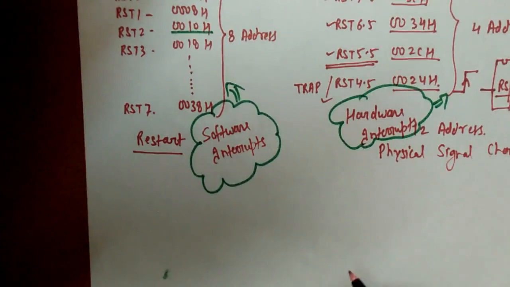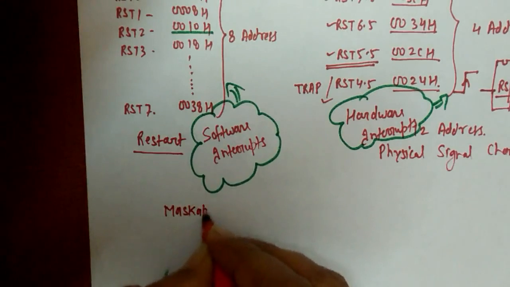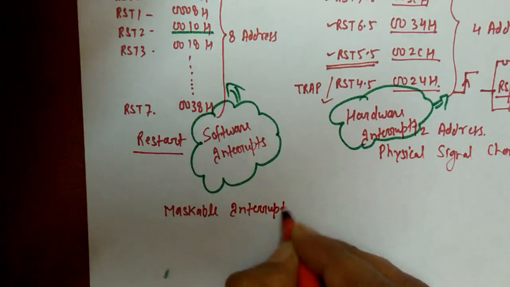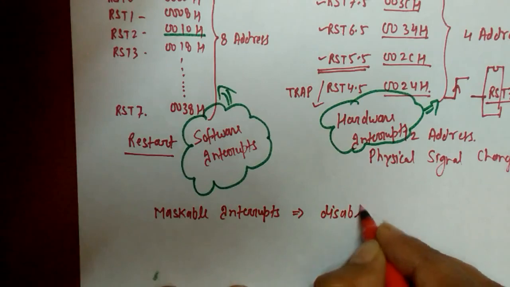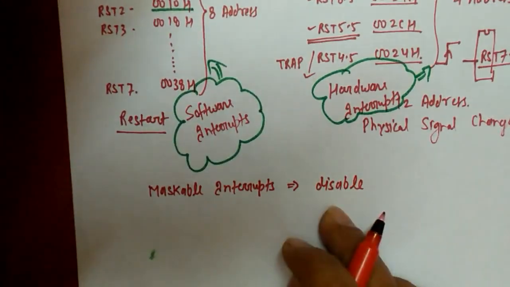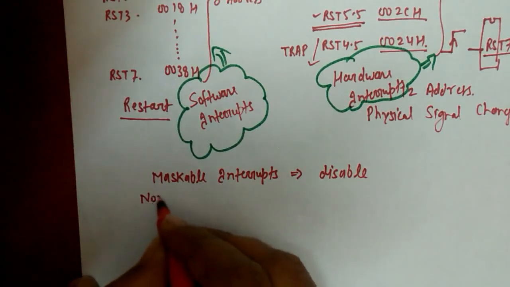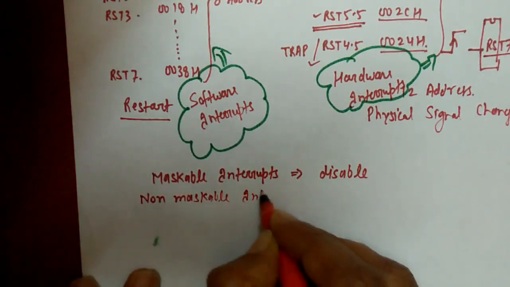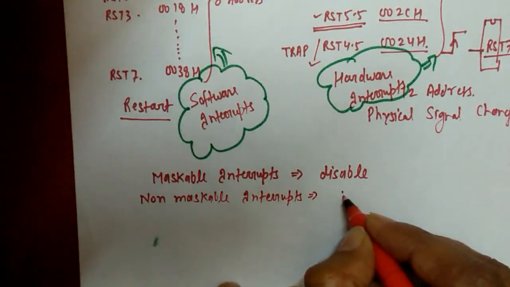Alright, next are maskable and non-maskable interrupts. Okay, so what is a maskable interrupt? Maskable interrupts are those interrupts that can be disabled. That means if you can disable any interrupt, then it will be called a maskable interrupt. And non-maskable interrupts are those interrupts that can't be disabled. That means we can't disable them.